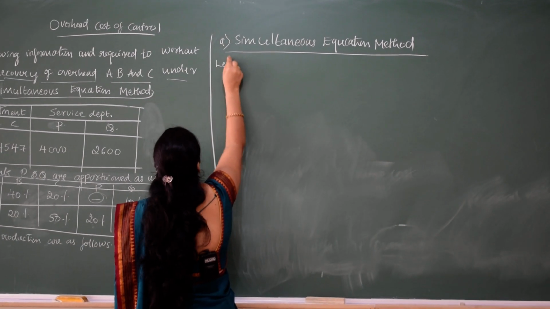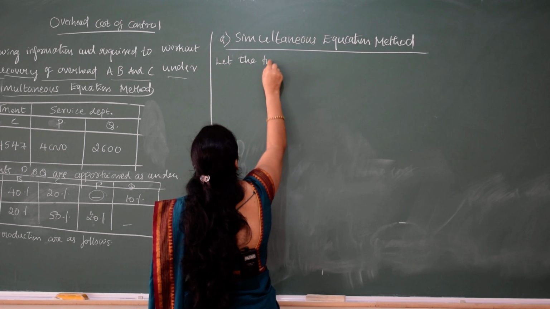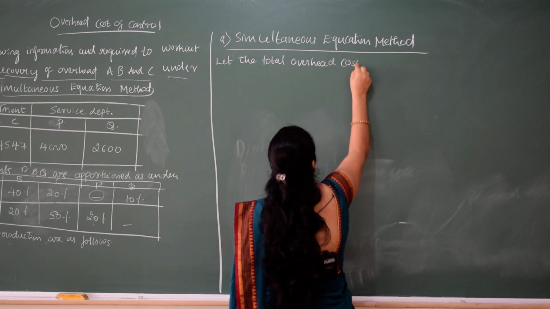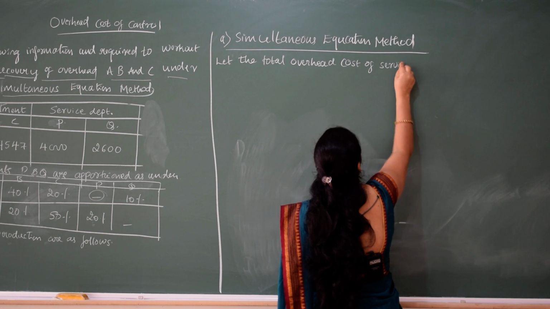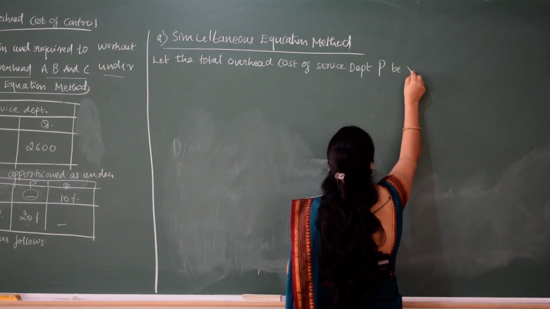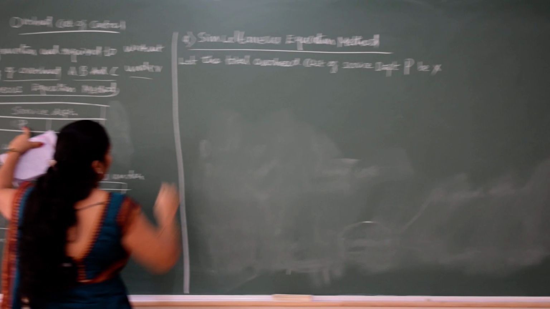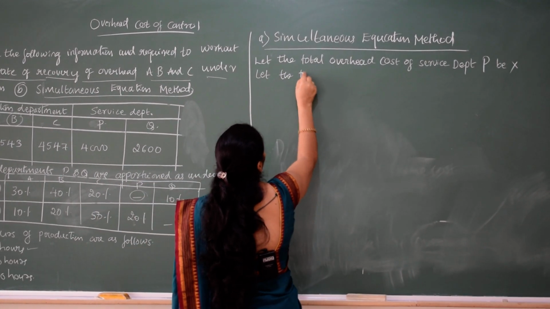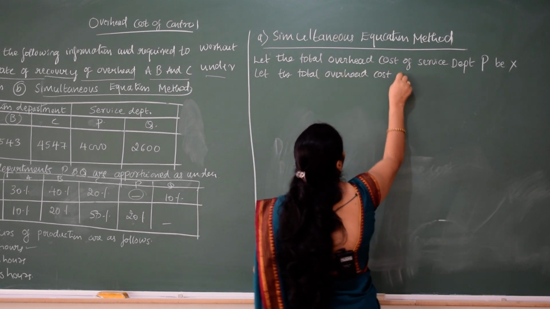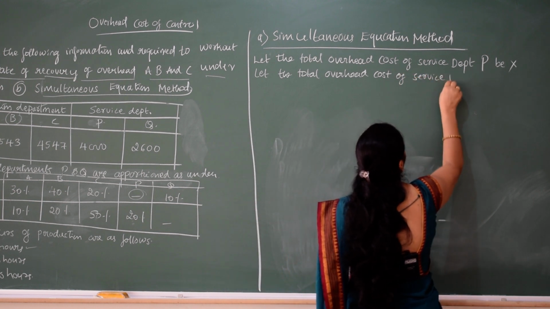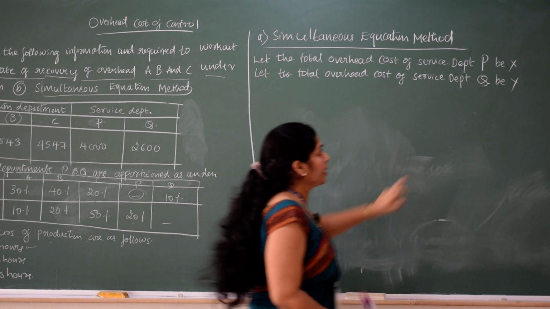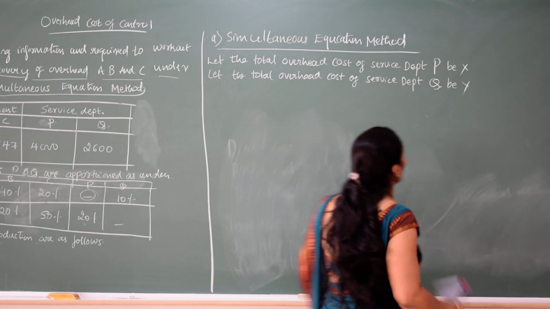Let the total overhead cost of service department P be X, and let the total overhead cost of service department Q be Y. So P is indicated by X and Q is indicated by Y.